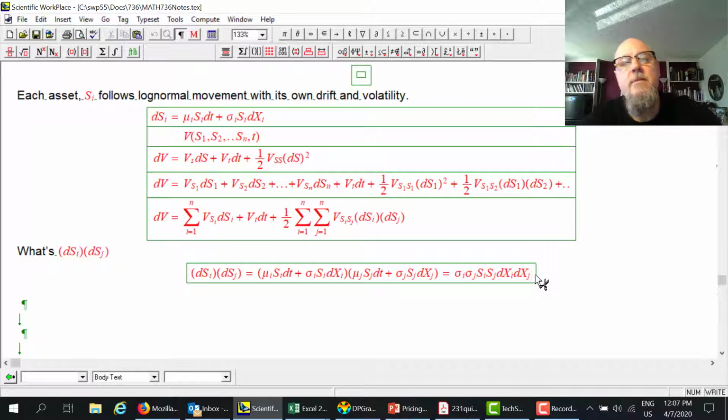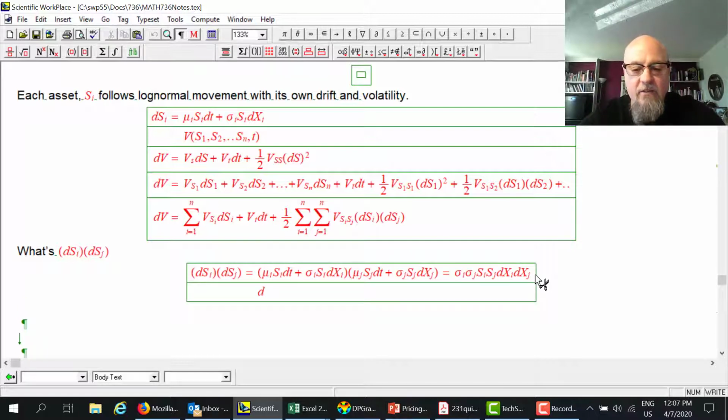So each one of these dx sub I's is a random variable, and the expected value is 0. So we can say the expected value of that random variable is 0. They're drawn from a normal distribution, and its variance is 1. So then this is just the product of these two. If it was dx sub I and dx sub I, then that would be the correlation of dx sub I and dx sub I. They're the same. That correlation would be 1.